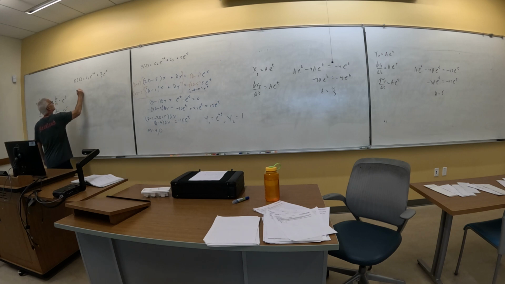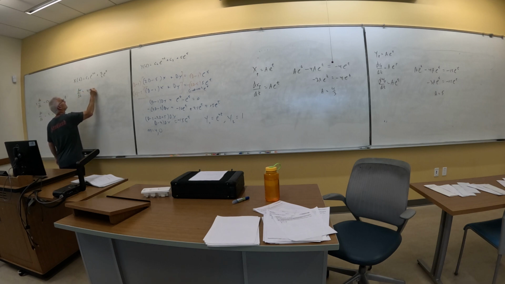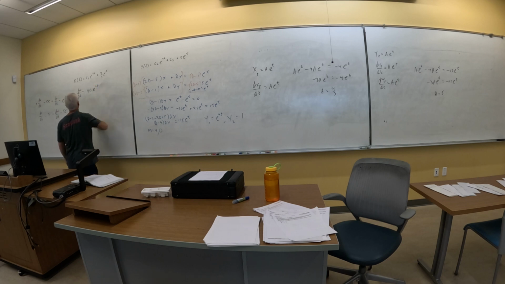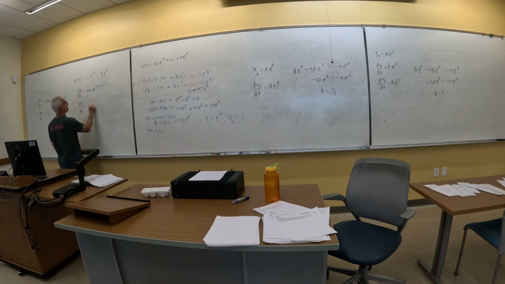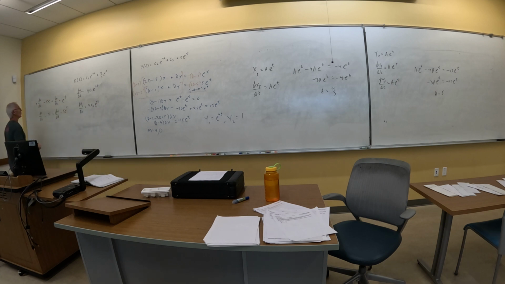So, what is dx dt? 4C1 e to the, I'm sorry, but we're not doing this. This is, sorry, xp, or excuse me, xh, sorry. And then what is dyh dt? 4C2 e to the 4t, and that's it. Now, we're going to take those two derivatives and then those functions and stick them in here. So what do we get?